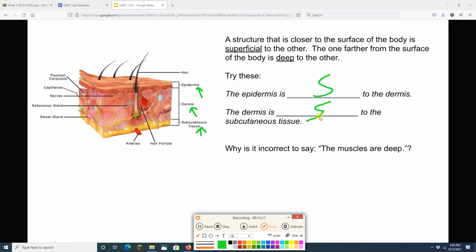Hey, by the way, don't confuse superficial and superior. People always do that on exams. By the way, that right there is what we call a hint. Pay attention to those sorts of things. All right, we would never say the muscles are deep, period. We would have to say the muscles are deep to the skin.